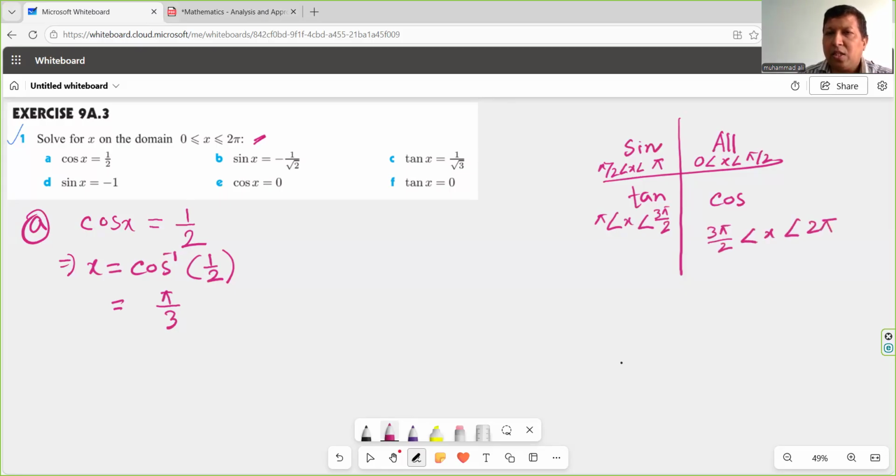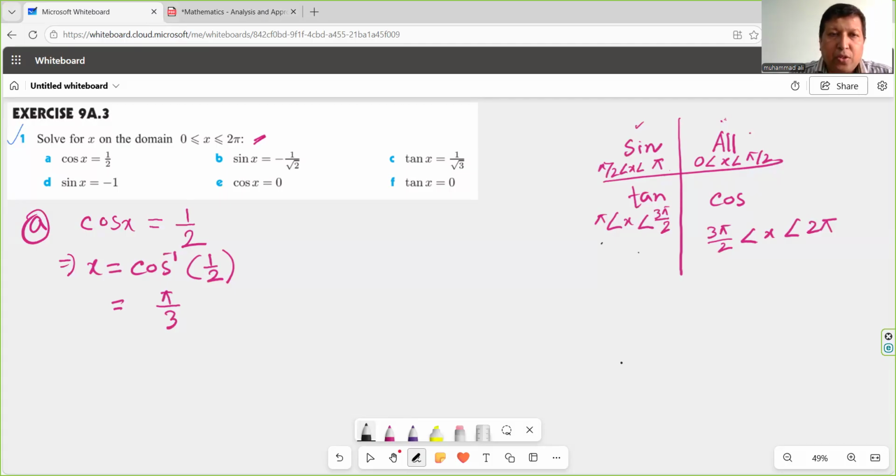That means in 0 to pi by 2, everything is positive here. This is pi by 2 to pi, only sine is positive here. And pi to 3 pi by 2, in degrees it is 180 to 270 degrees, only tan is positive over there. And 3 pi by 2 means 270 to 360 degrees, only cos is positive here.